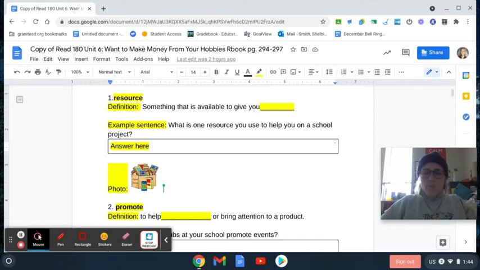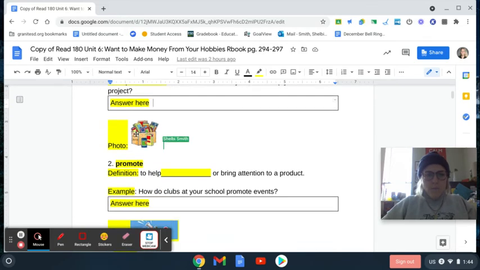So the example sentence says, what is one resource you use to help you on a school project? So if you needed to get help from a school project, what's a resource you could use? Maybe it would be a teacher or a classmate. Maybe a resource you use could be the internet. And then a picture right here I put is just a picture of food that was donated. So that could be a resource because it could help you if you're hungry.